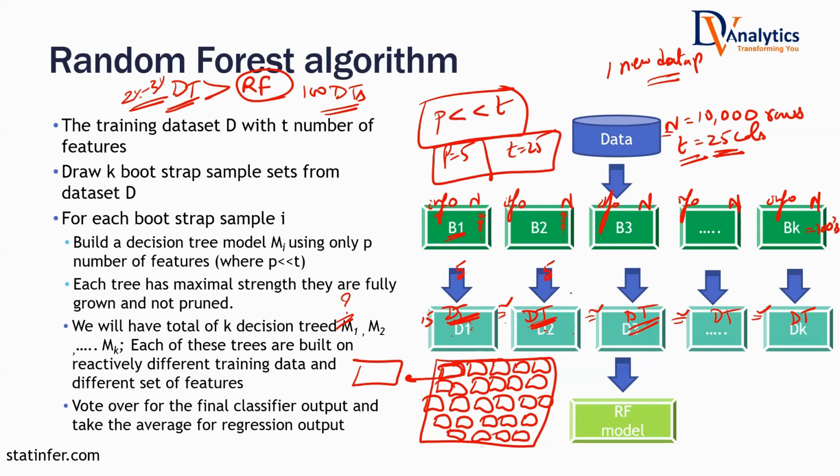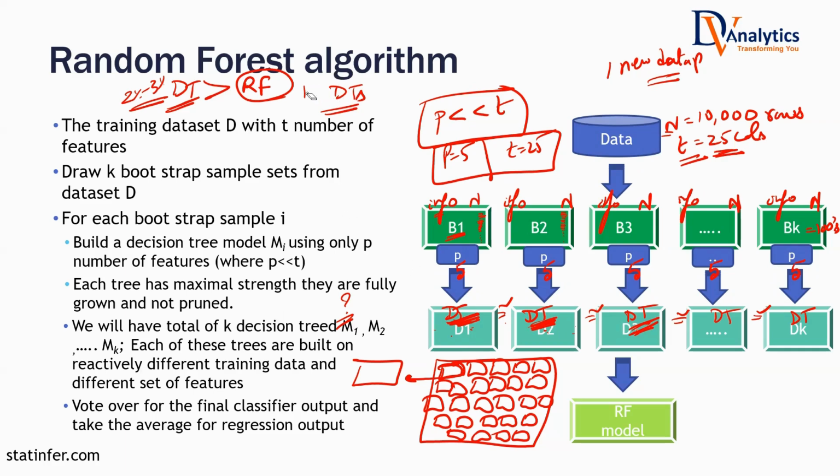Randomly pick 5 columns for building this tree, randomly pick 5 columns for the next. Wherever you are building a decision tree, individually you randomly pick only P columns from the overall data of T columns. What that will do is this decision tree will learn something independent of this one. This will learn something independent of this one. All these decision trees will be totally independent.